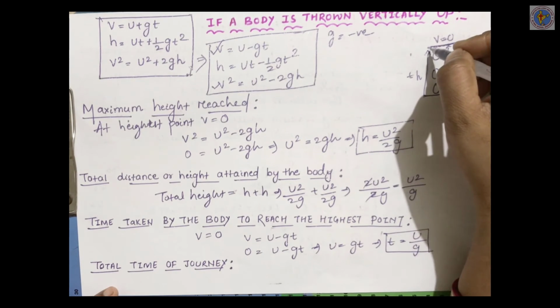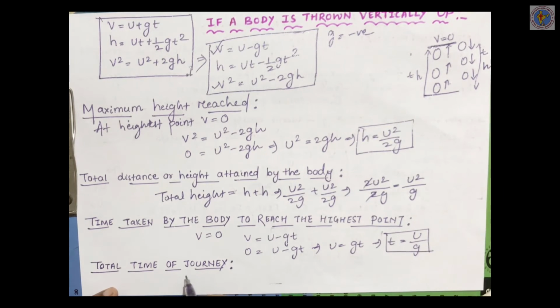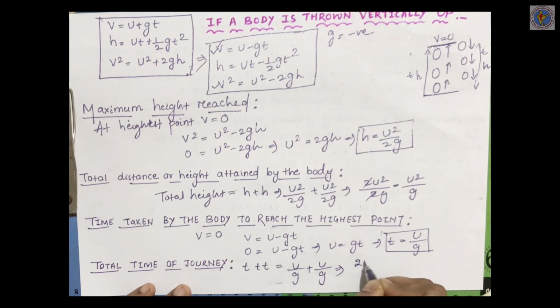So how can we find the time taken for this journey, moving to the highest point and again coming back to the initial position? In that case, the total time taken will be t plus t. How can we find t, children? Here we've already found t. t is nothing but u by g. So u by g plus u by g is equal to 2u by g. So the total time taken will be 2u by g.